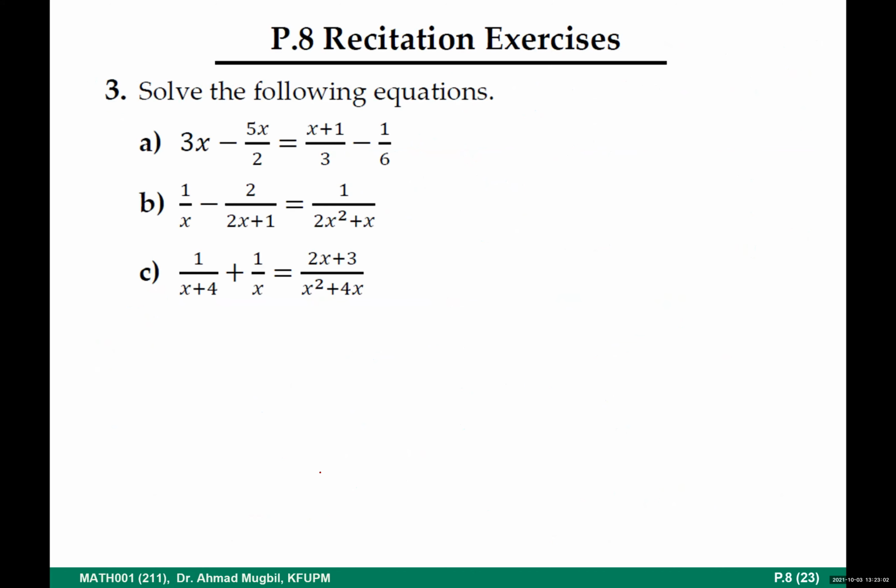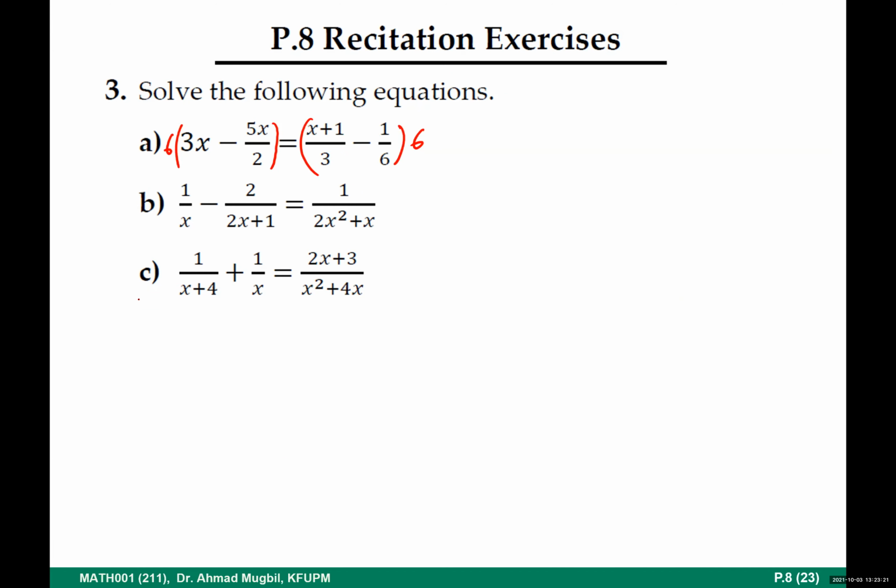Now let's go to these three problems. What do you think, Shabab? Which one do you think we should solve? The first one is so easy. Just multiply both sides by what? By the LCD, which is 6. So just multiply both sides by 6 and continue.